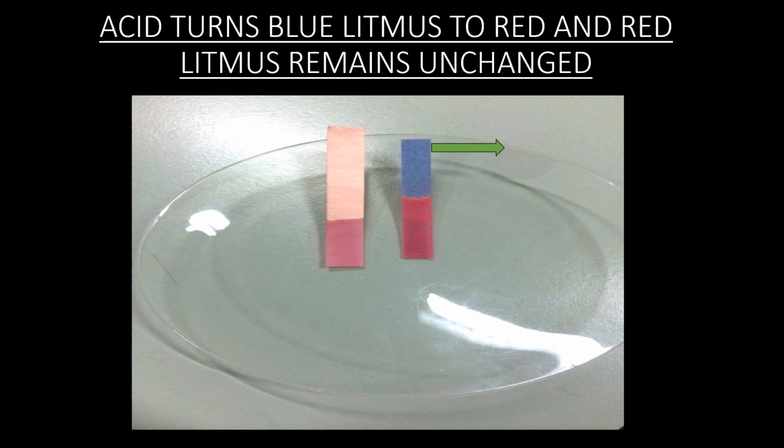Now on the screen, you see a picture. In a container, one blue litmus paper is dipped in a solution. So it turned red. So what does it show? It shows that this is an acidic solution which turns blue litmus paper to red, and the other litmus paper is red, so it remained unchanged.